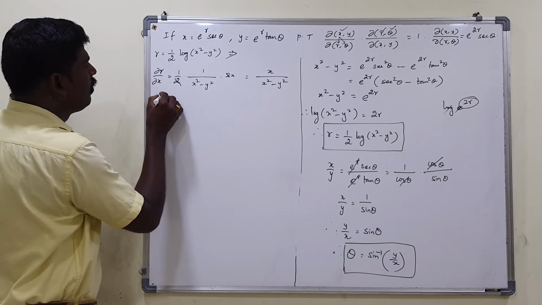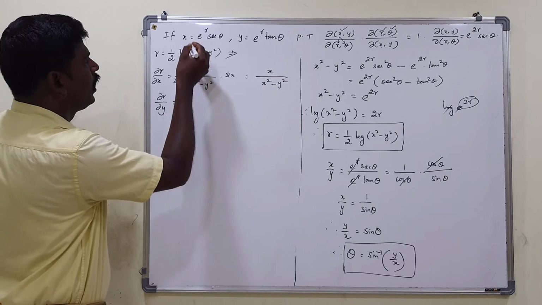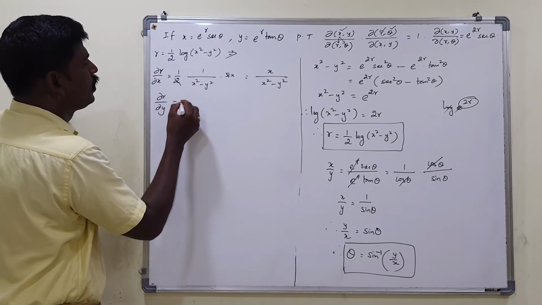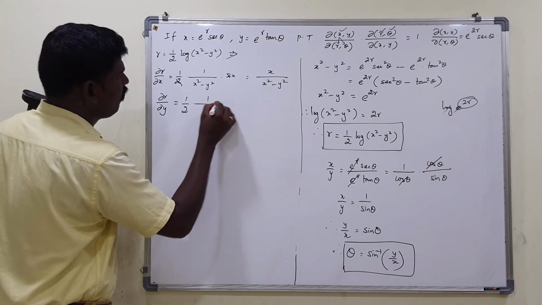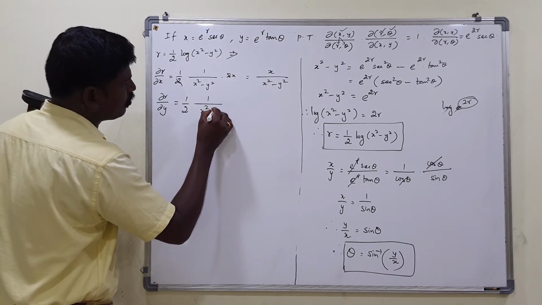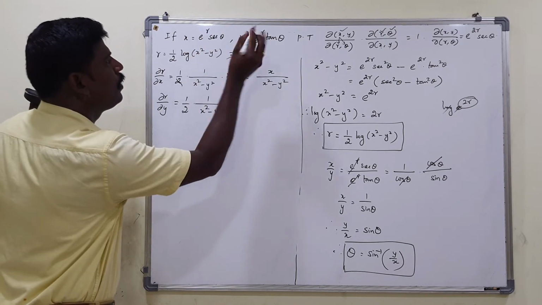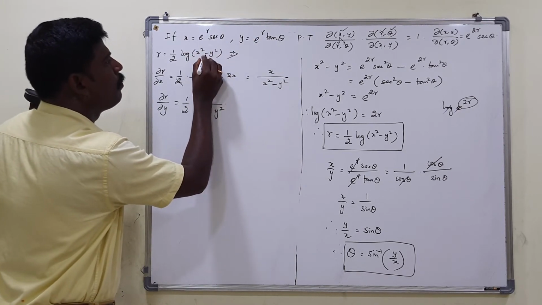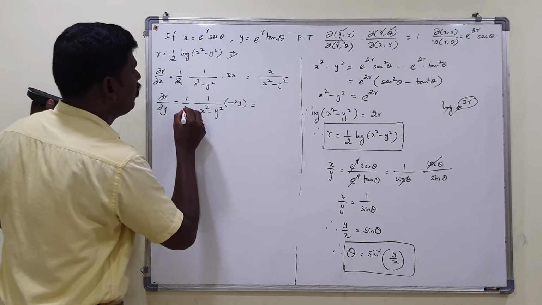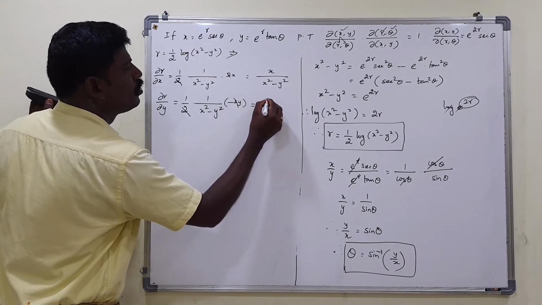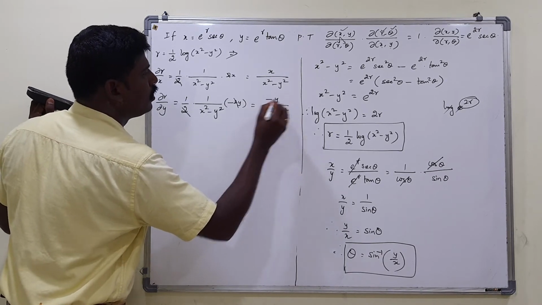Same like that, dou r by dou y is equal to, again differentiate r partially with respect to y, right? So 1 by 2 into, what is the derivative of log x? 1 by x, that is 1 by x square minus y square into the derivative of x square minus y square. x square becomes 0, y square becomes 2y, minus is here, so minus 2y. So simplified, you can cancel these 2 with these 2. So minus y divided by x square minus y square.